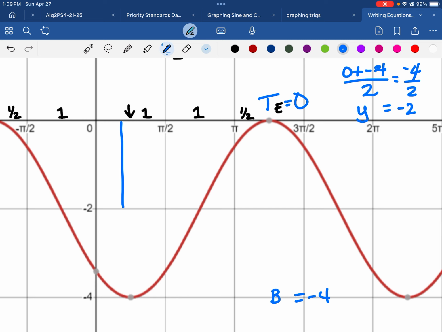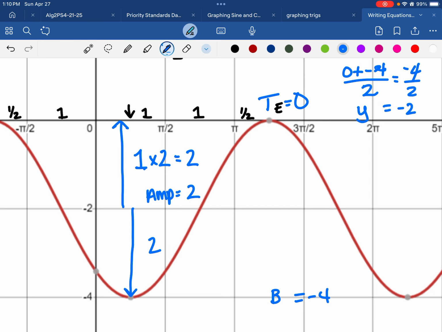Now, when you do your distances up and down, make sure you pay attention to your scale. This is 1, but by my scale, it's really 2. So I went from 0 to 2. So this is 2 up and 2 down. So my amplitude equals 2. And then it's just where do you want to start your graph?